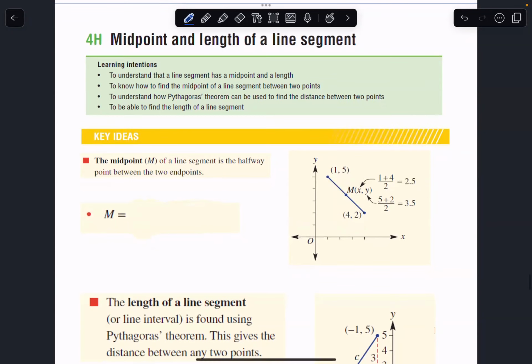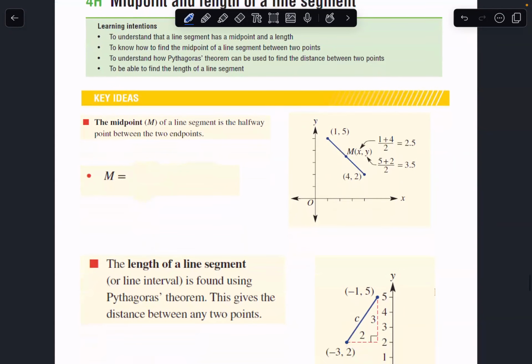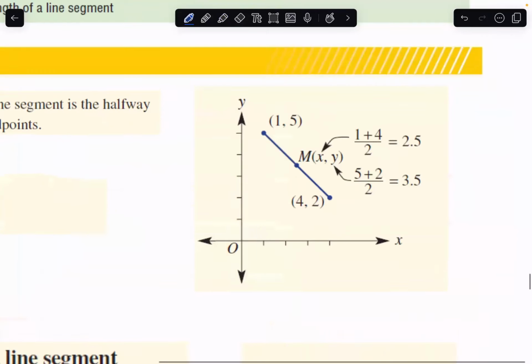All right, so 4H is about midpoint and the length of a line segment. Okay, so the first one, let's have a look at the key ideas. First one, the midpoint. When they talk about the midpoint, if they give you 2 points on the graph, let's say this one, 1, 5, and another point, 4, 2, and they ask you, what is the midpoint between them? Which means that we're going to connect them together, and then we're going to find the middle point, okay? So this is the coordinates they're asking for.